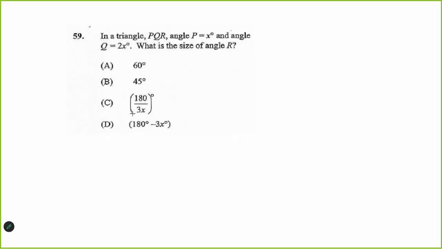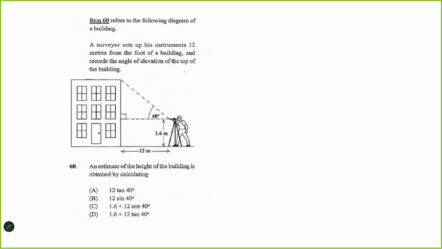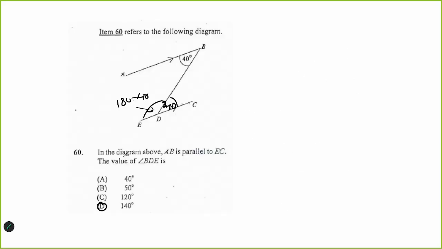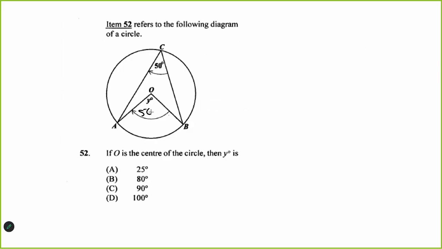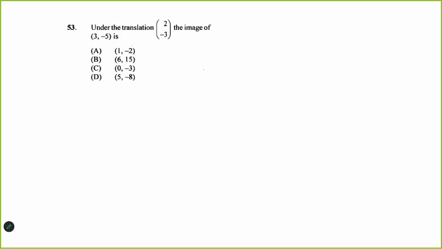This one here, repeated question, 180 minus 3x. This one here was 1.6 plus 12 tan 40, which is D. And that's the end of May, June 2017. Let's do the last one, January 2017. Repeated question, 50 times 2 is 100. Right, so it's 3 minus 5 plus 2 negative 3. 2 3s are 5, minus 5 minus 3 is negative 8. So D is the answer.